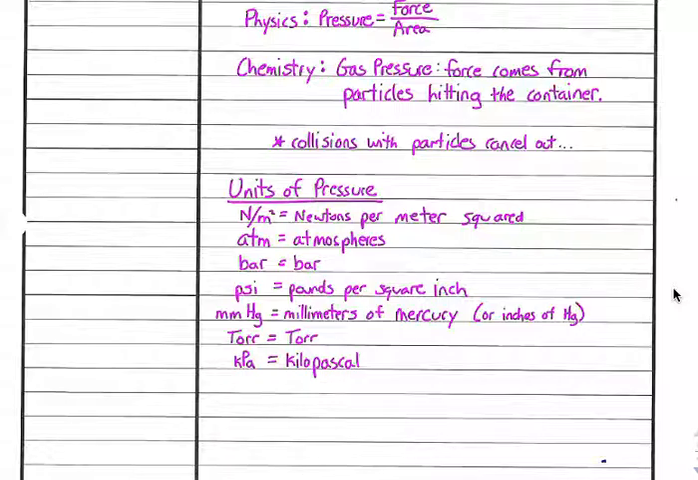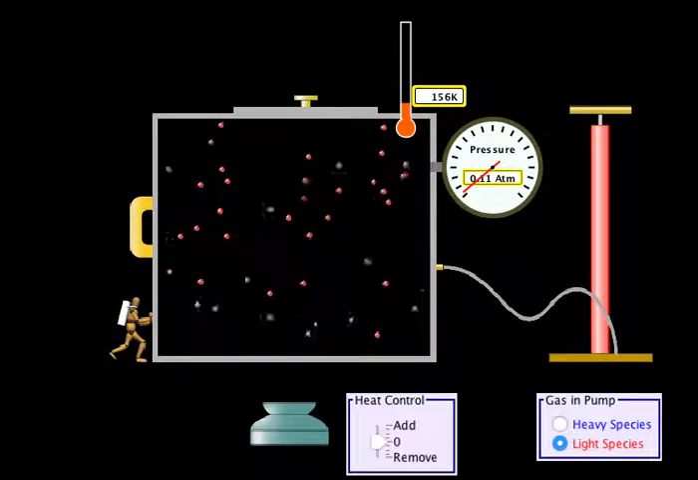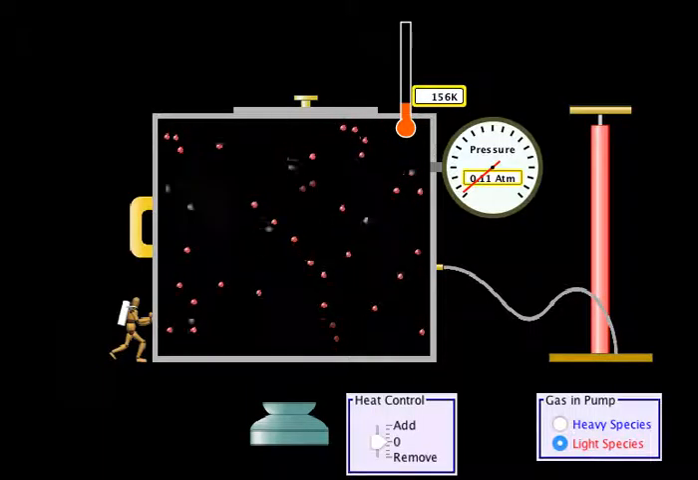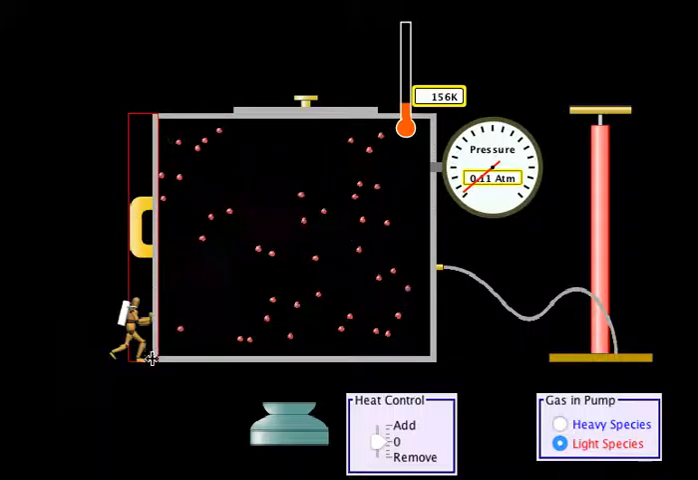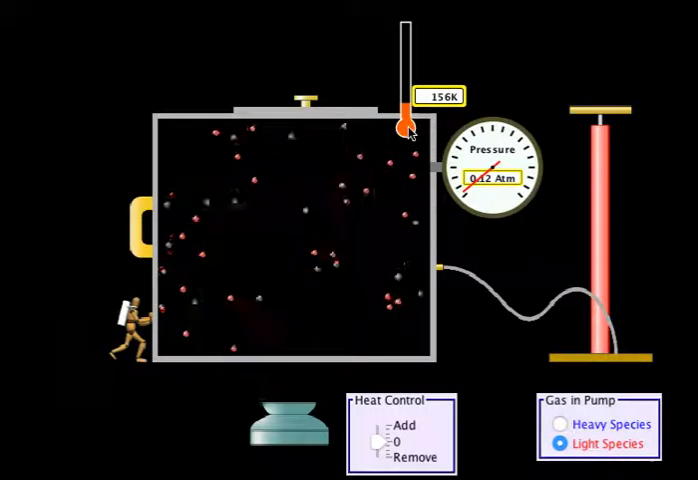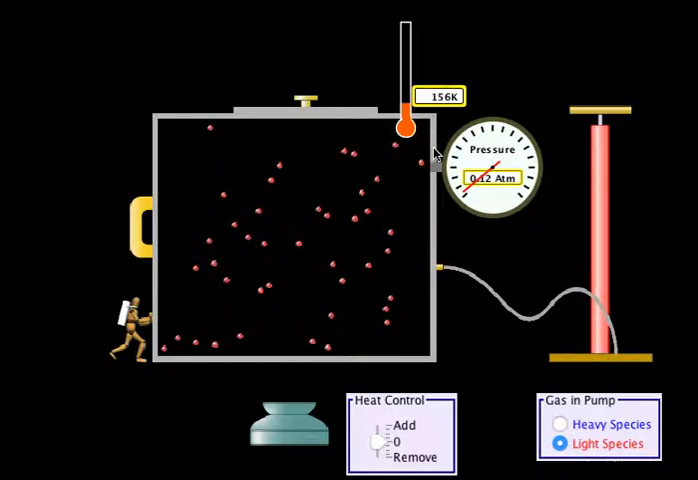Okay, so the next thing we're going to talk about is the things that affect pressure. In order to talk about that a little bit better, we're going to take a look at a simulator. Hopefully this works out okay. All right, here's our simulator. Okay, so let's take a look at what we've got going on. We've got a guy over here holding the side of this container, and we've got a thermometer up here measuring the temperature. It's kind of low right now.